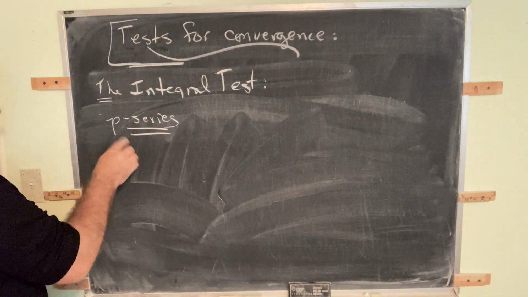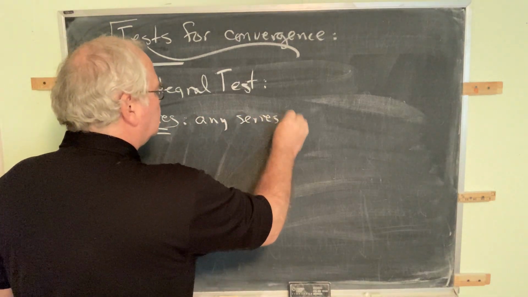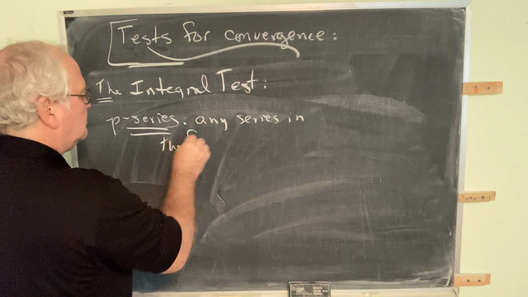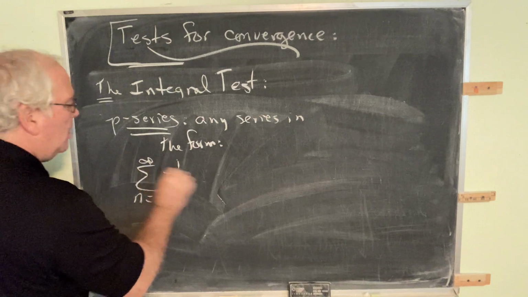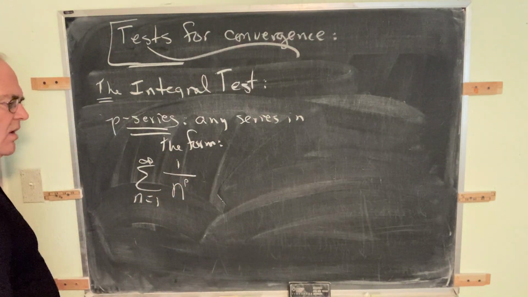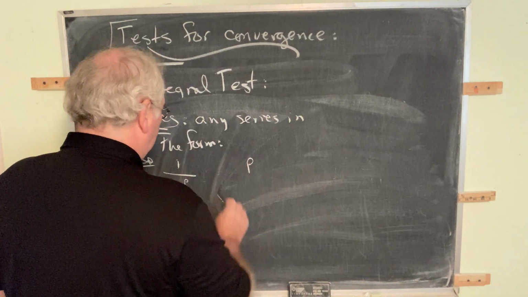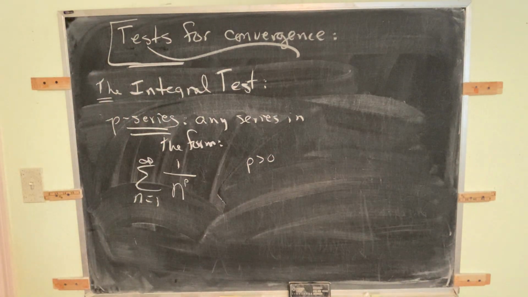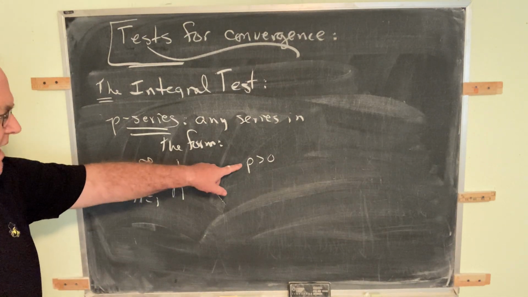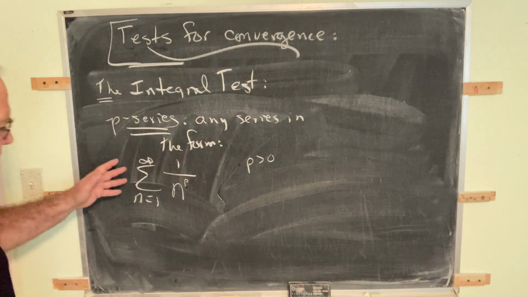So I wanted to define a p-series. A p-series is any series in the form one over n raised to the p power, and we assume that p is greater than 0. We assume p is positive. If p is negative, then this is a negative exponent. You move it up to the numerator and forget about the fraction. So this is a p-series.